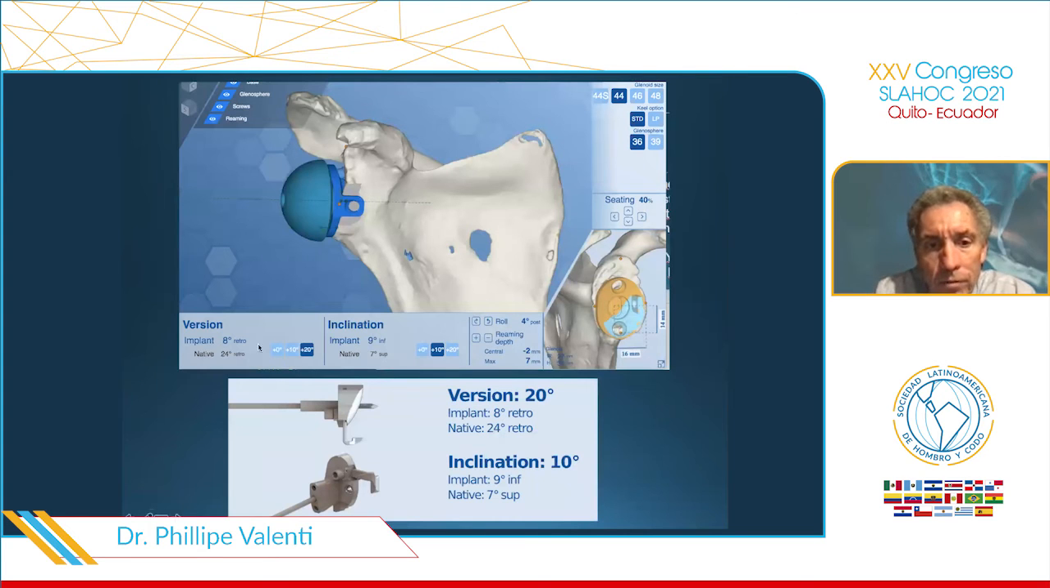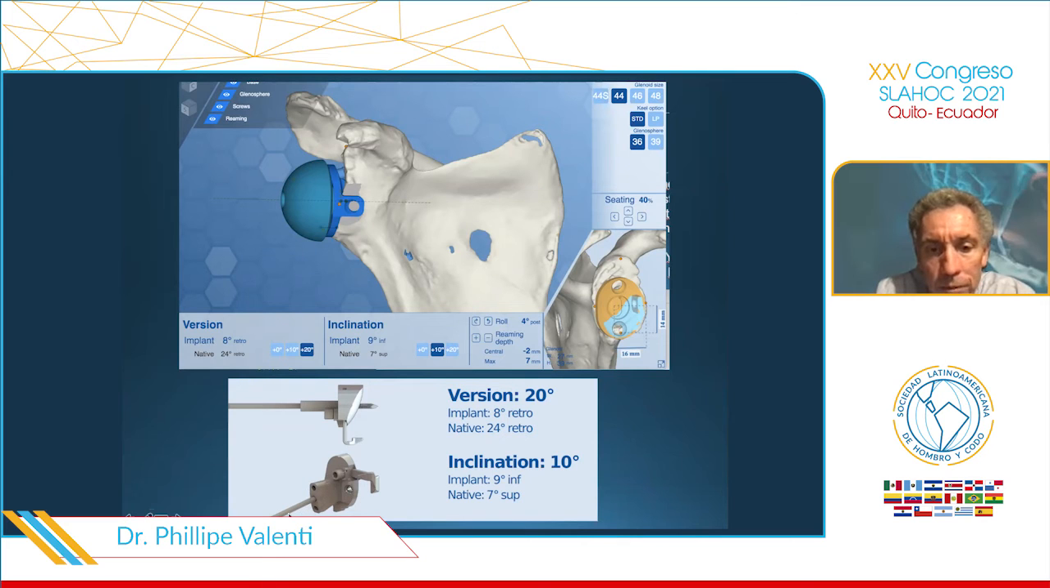So with this software, we choose the guide to correct version and inclination. For example, we use this guide with a posterior compensation, and we correct the native retroversion of 24 degrees to 8 degrees of retroversion. And with a guide for the inclination, this is the same guide.